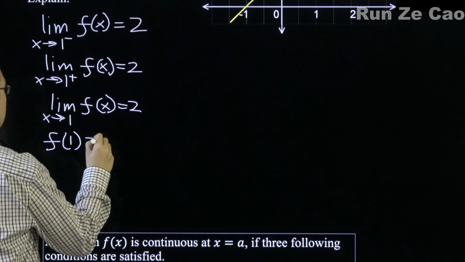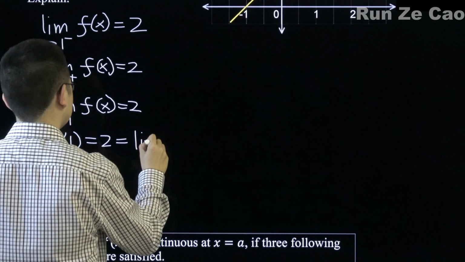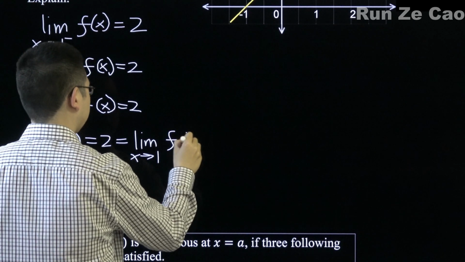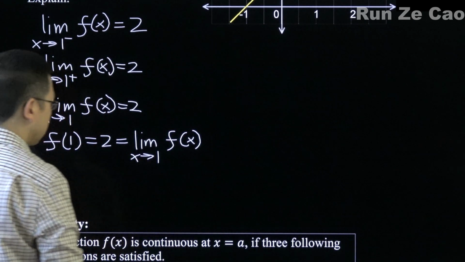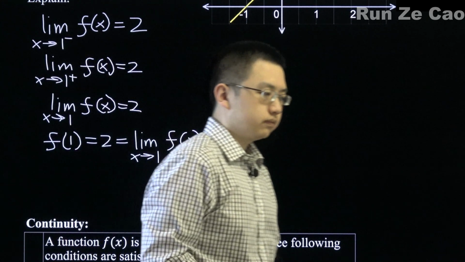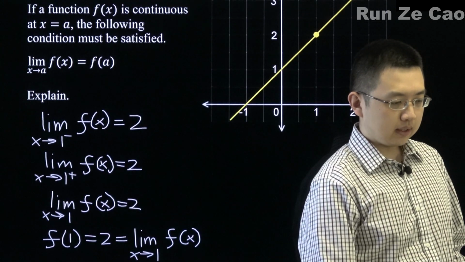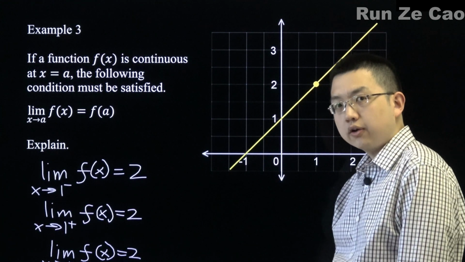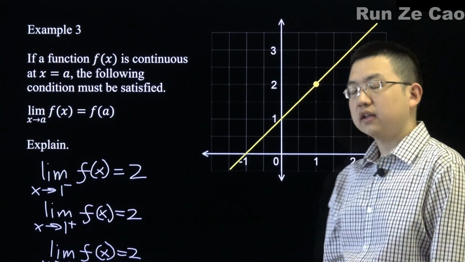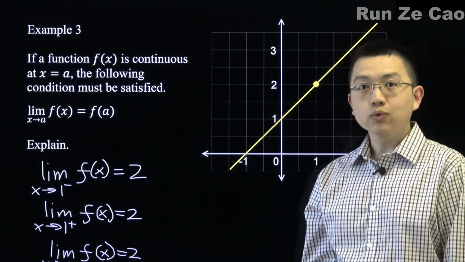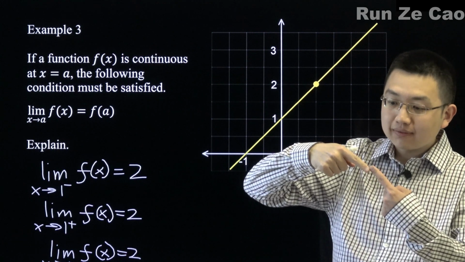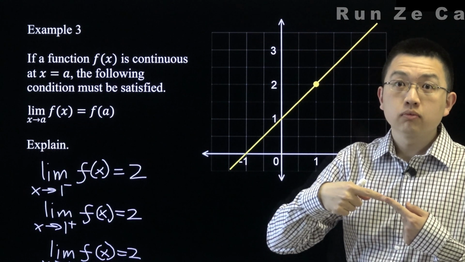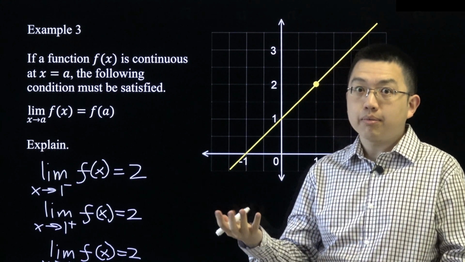f of 1 equals the limit of x approaching 1 of f of x. Now, as we can see, if you approach it from one side and expect it to be a particular value, and you approach from the other side and expect the same value, and you find that it actually is that value, what can you say? Well, there's no gap.